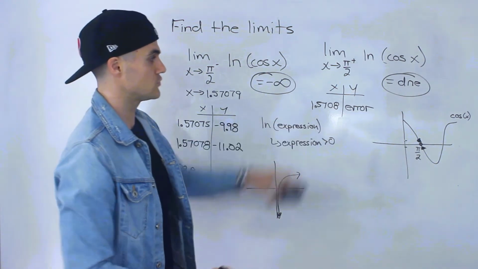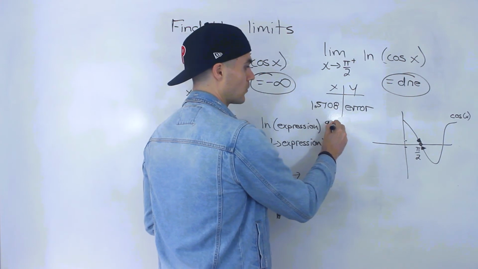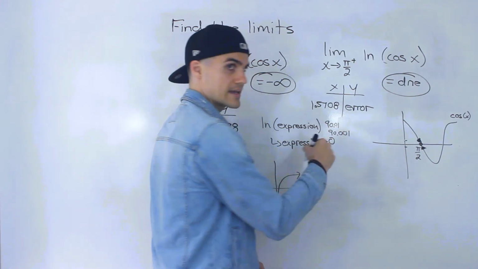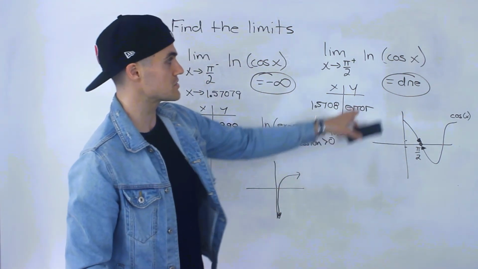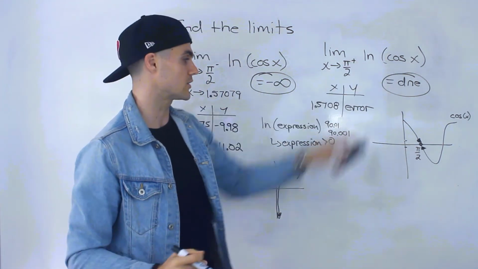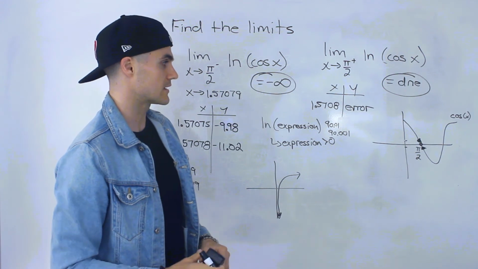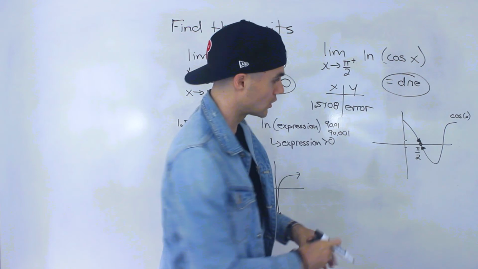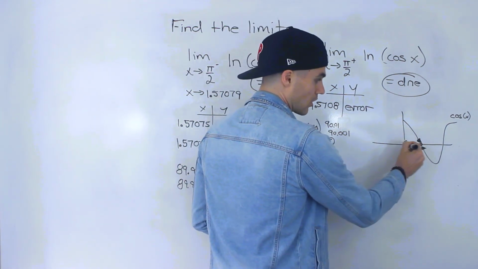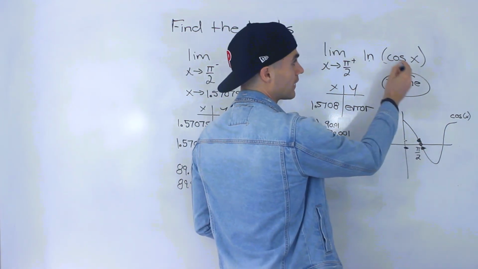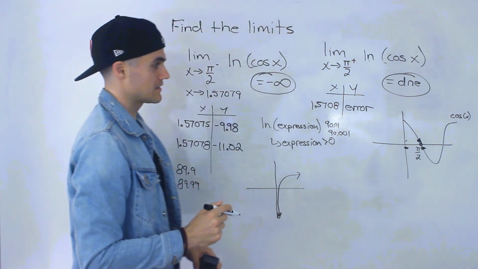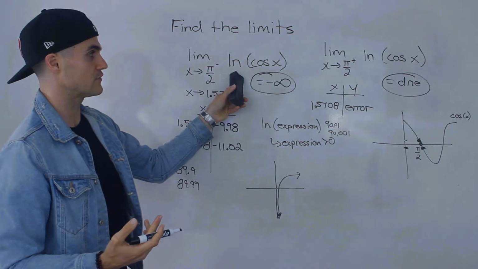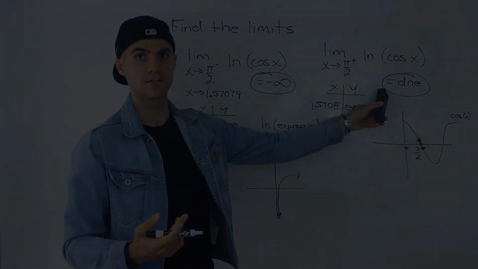And over here, if you try numbers like 90.01 or 90.001, etc., if you plug those numbers in here when your calculator is in degrees, you'll get an error. Because again, any values around pi over 2 that are greater are going to be negative, and you can't be logging a negative number. And so again, that's the reason why this limit goes towards negative infinity, but this limit here does not exist.